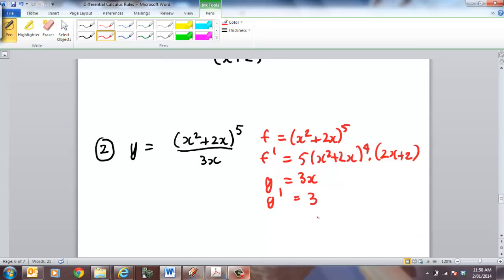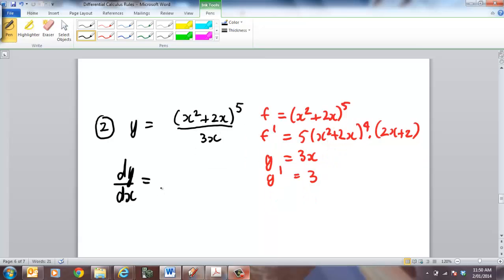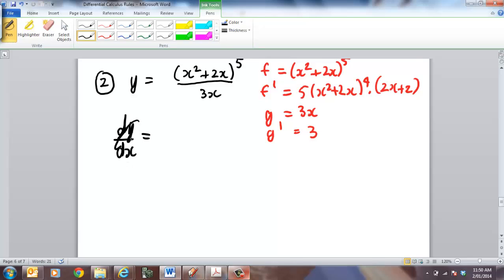Alright, so again I'm going to use the quotient rule. When you're doing this, by the way, you should be stating which rule you're using, but because we're just learning it, we won't worry about doing it now. I might need to add a little bit more space down the bottom actually. So we'll do that. So dy dx, excuse my messy writing, that's going to be f dash, which is 5 times x squared plus 2x to the power of 4 times by 2x plus 2.